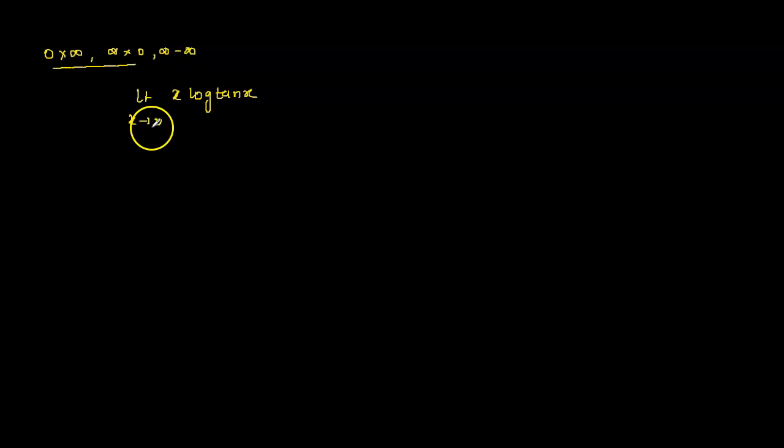Now we'll do other indeterminate forms, which are 0 into infinity, infinity into 0, and infinity minus infinity. Both forms mean the same. Consider you are given limit of x tends to 0, x into log of tan of x. Put 0 here: 0 into tan 0, which is 0, and log 0 is infinity.